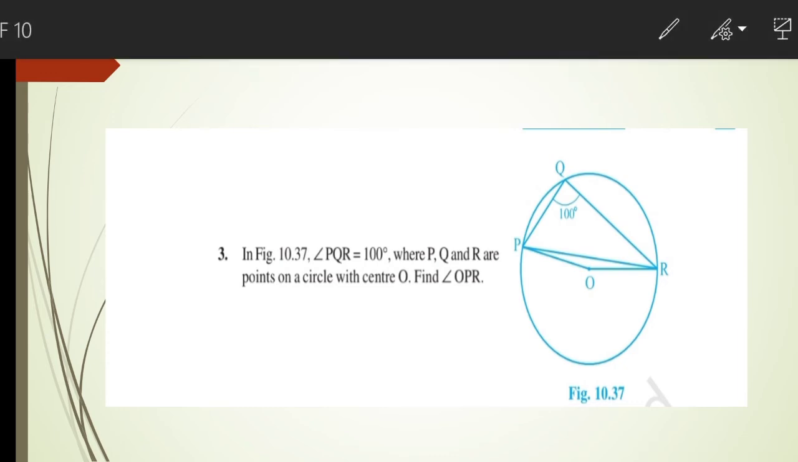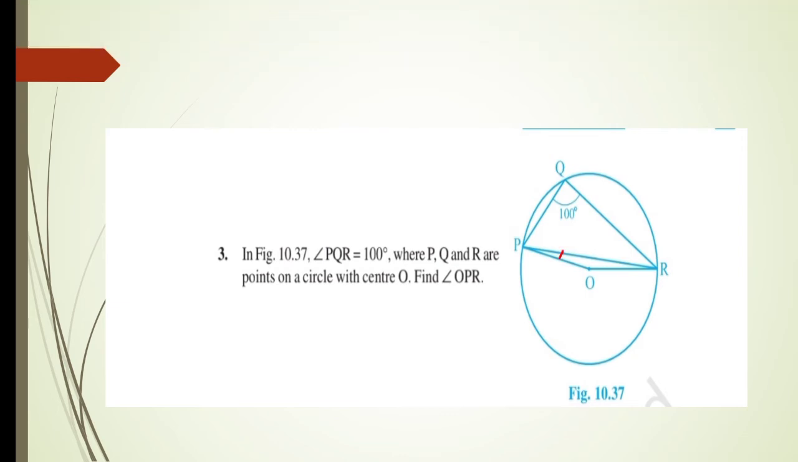Now question number 3. In question number 3 we have angle PQR equal to 100, as given in the diagram. P, Q and R are points on the circle with center O. We need to find OPR. That means we need to find this angle OPR. So let's move on with the answer.